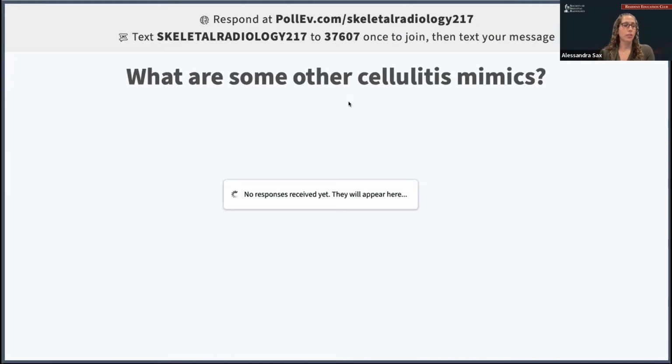Maybe we could think of some other cellulitis mimics, because even though we shouldn't really image this, because it's a clinical diagnosis, it gets imaged a lot.